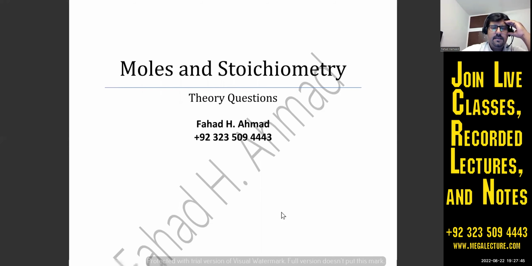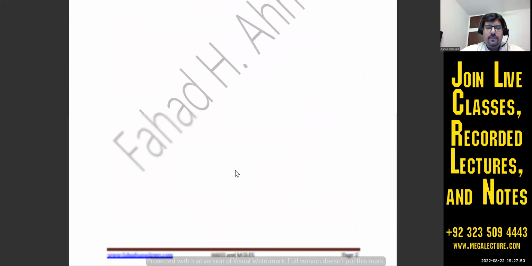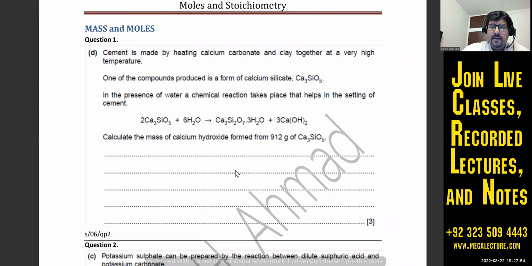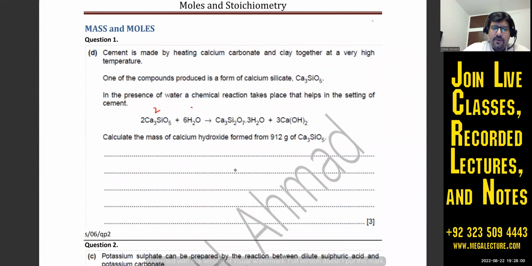Let's just see these second questions. For example, the first question: they gave me an equation and the ratios in that equation. So it's 2 reacts with 6 water molecules and produces 1 of this and 3 of this. The question states, calculate the mass of calcium hydroxide formed from 912 grams of this thing.